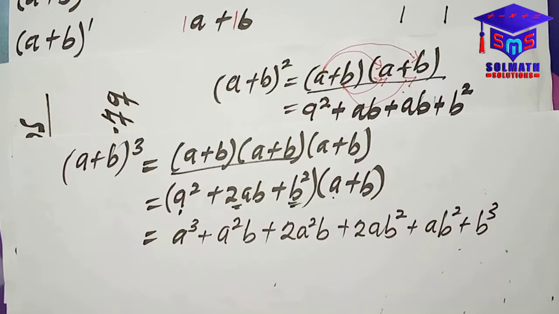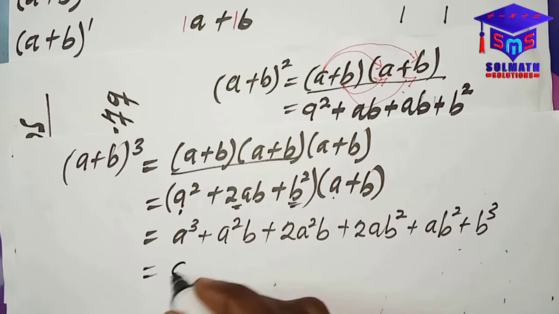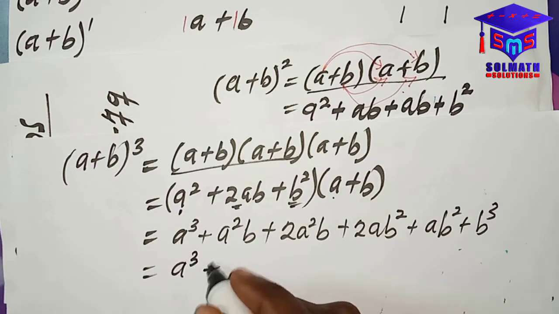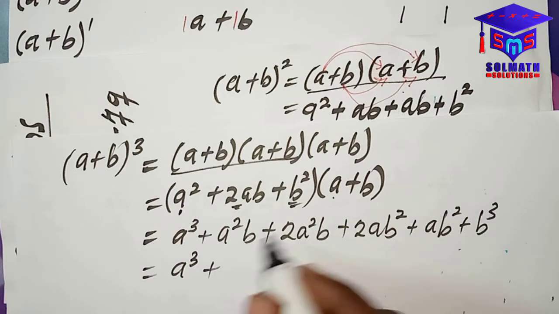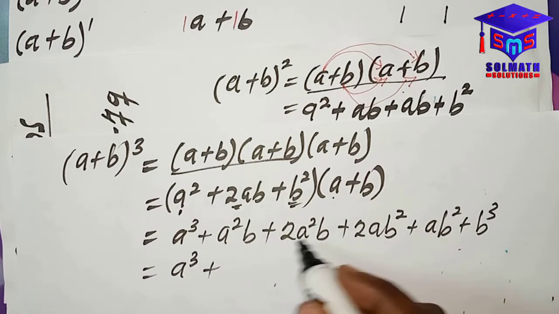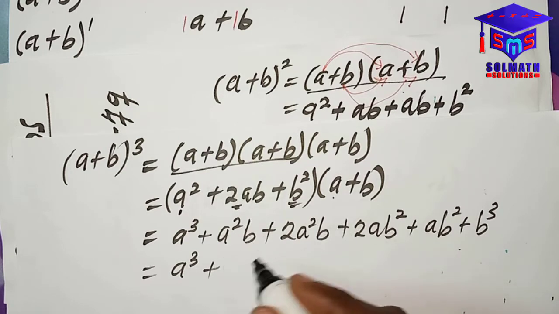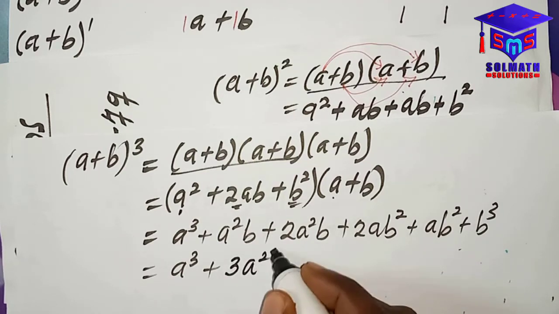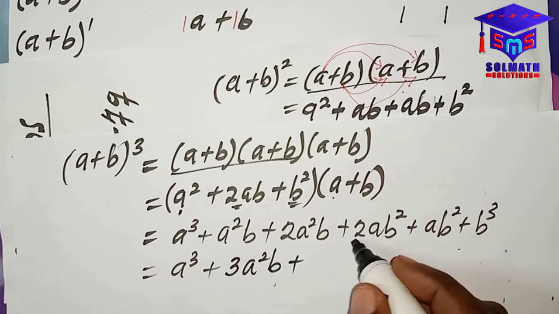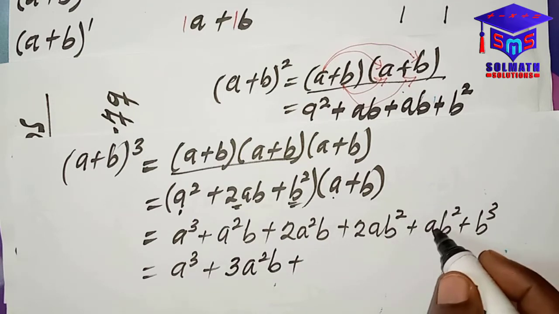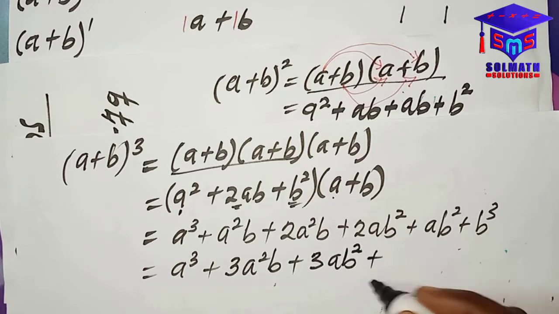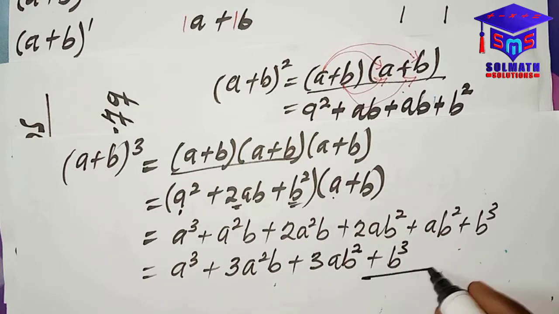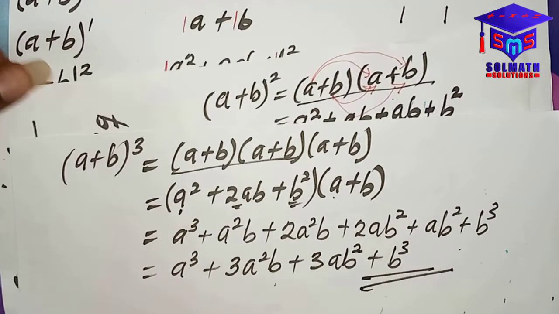Right. You can simplify this, and then you'll be having a to the power 3 plus, we have a squared b plus 2a squared b. That is 1a squared b plus 2a squared b, which is giving us what? 3a squared b, right? Plus 2ab squared plus 1ab squared. So you're going to get 3ab squared plus what? b cubed. Okay, and so that is the expansion for the binomial to the power 3.